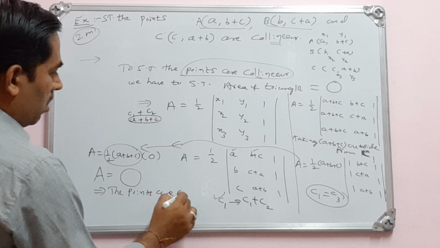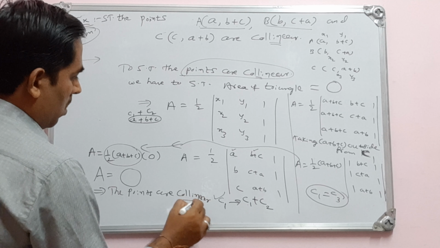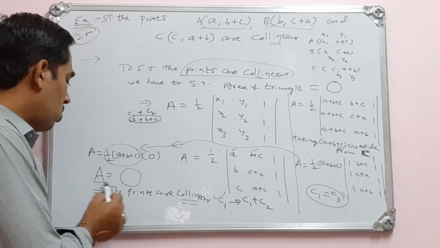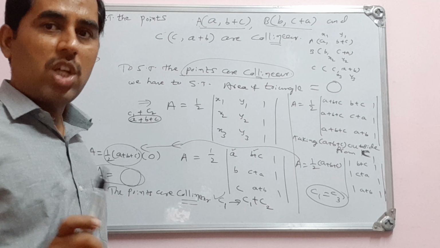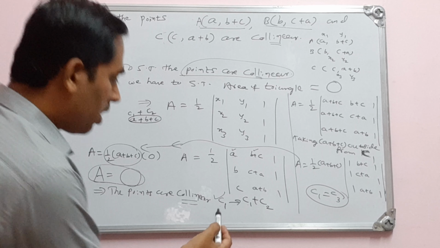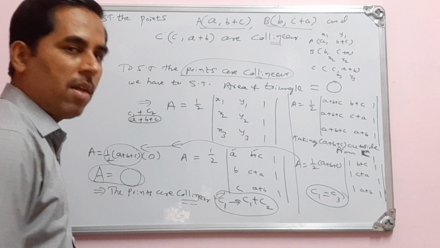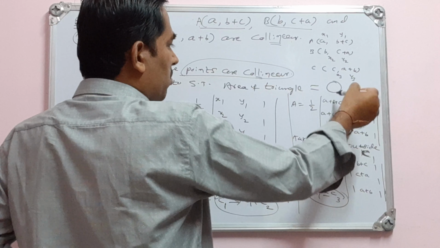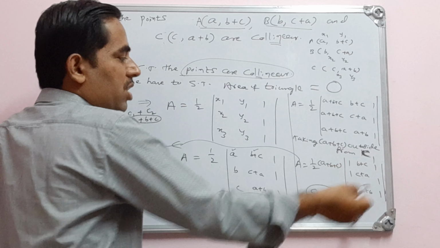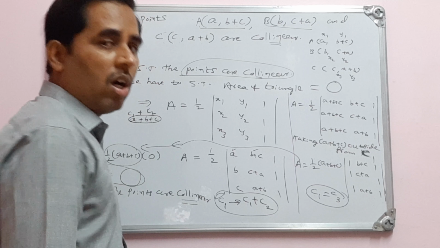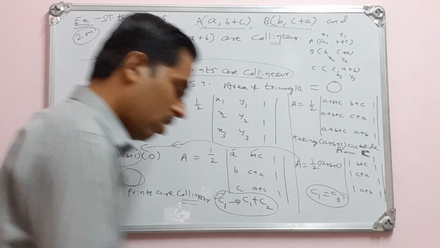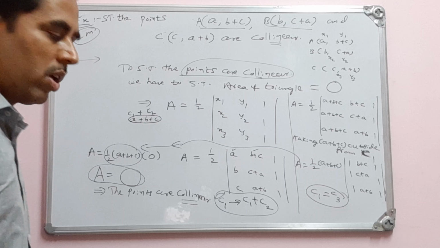The points are collinear. So in this way we can prove that the given points are collinear. What we have shown is that the area of the triangle is 0. Then we can conclude that the given points are collinear. Here I have applied the operation on the first column and made the first column look like this. I can take a plus b plus c outside, then the value of this determinant is 0 because two columns are the same. So in this way we can do this example. You practice this problem 1 or 2 times.